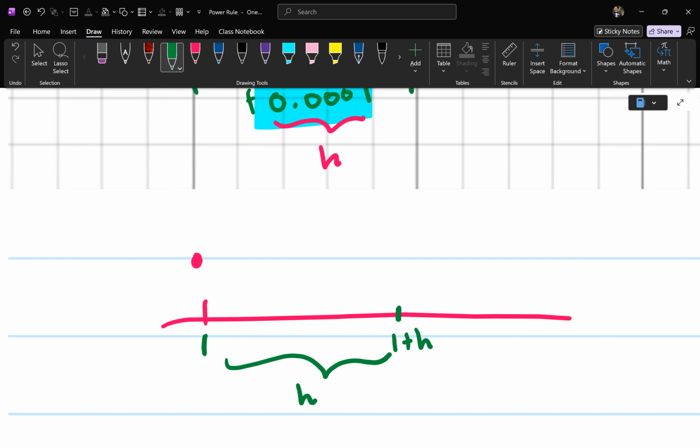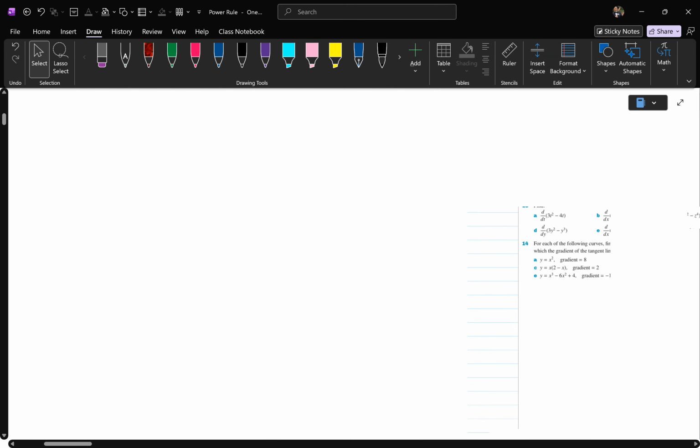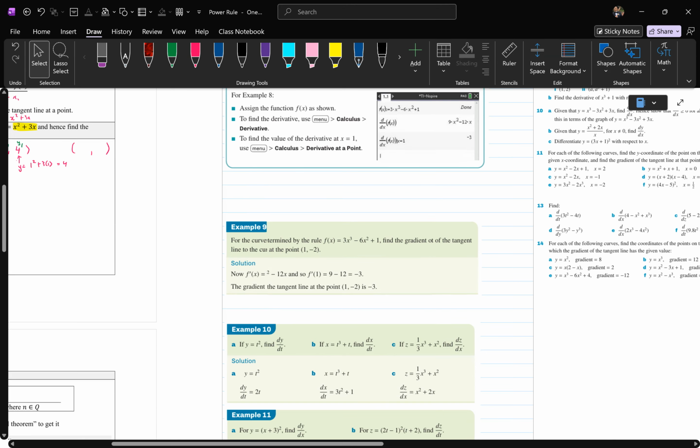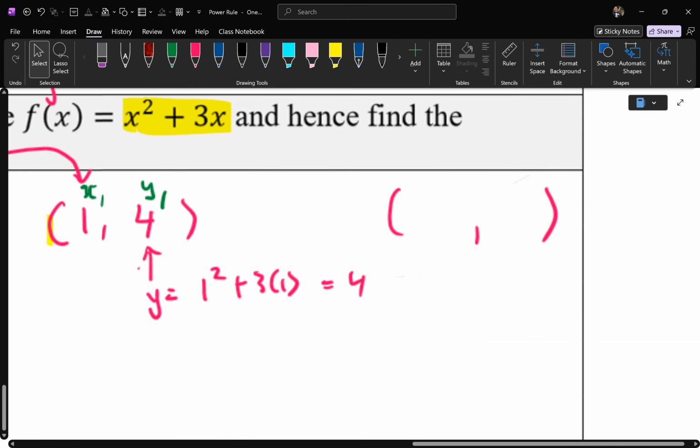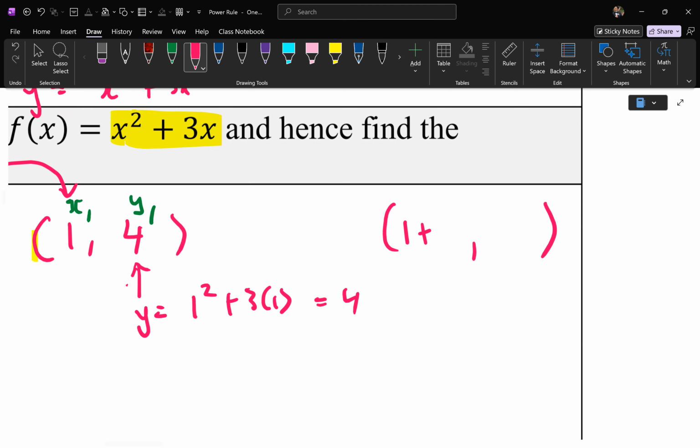Okay, so I'm going to go back to our notes again. And what I'm trying to say to you, and this is the key part to be able to do first principles, so if you didn't get it the first time, hopefully this now makes more sense. Our first point was 1. And all I'm doing now is saying, let's do 1 again, but plus a little small number just slightly across. And we're saying 1 plus h. So that's my x2. That's my second x coordinate.